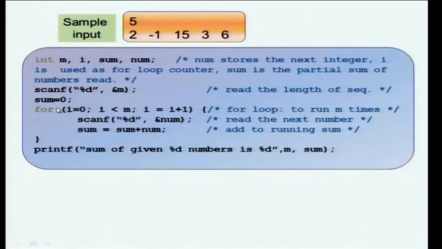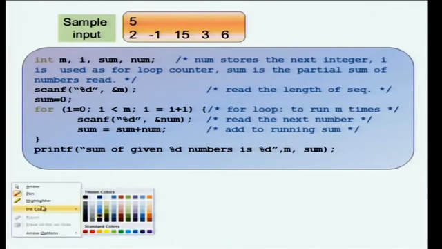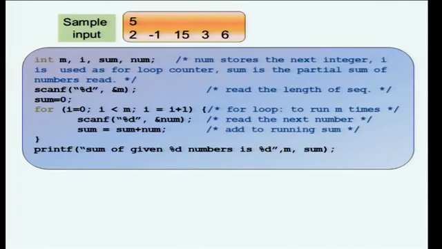This is important because if sum is not properly initialized, it is some garbage value, and if you keep adding numbers to it, you will get a garbage value as the output. So initialize the sum properly to 0, and then here is the for loop. What the for loop does is, you start with I equal to 0, and go on until I less than m.